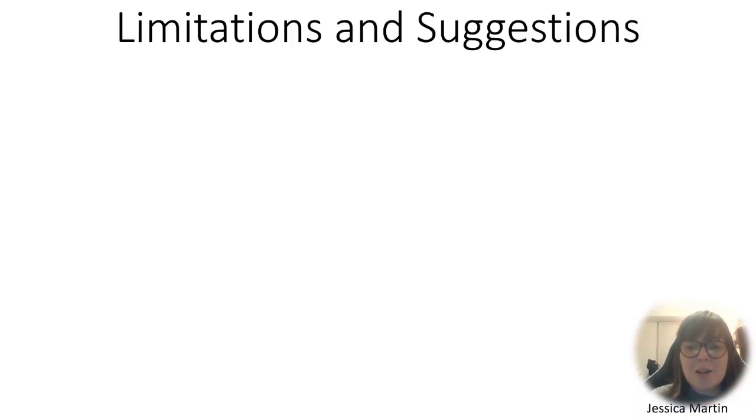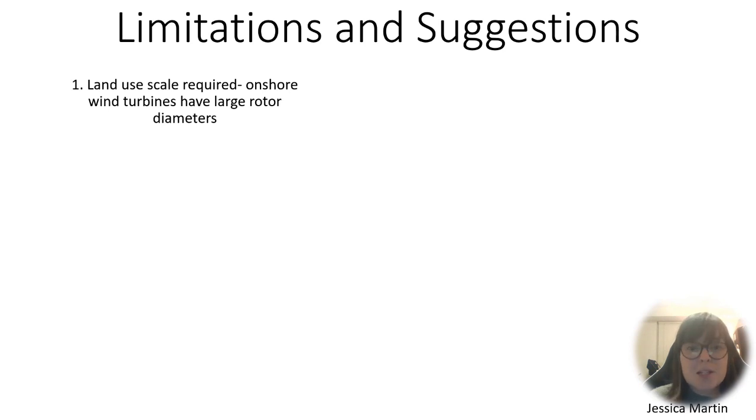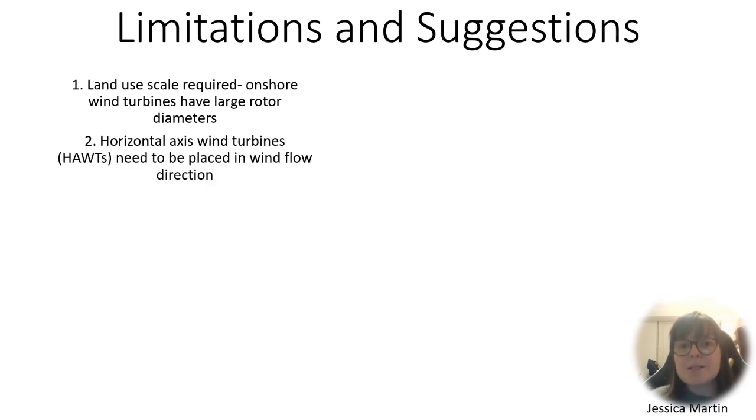Okay, so before we conclude this presentation, we need to consider some key limitations. Let's just have a look at two. As we've been talking about onshore wind, we need to think firstly, where are we going to put them? And so this equates to land. What's the land use scale that's required? In particular, the horizontal axis wind turbines we've been looking at have large rotor diameters and need a large amount of space. Additionally, they also need to be placed in the wind flow direction in order to operate efficiently.